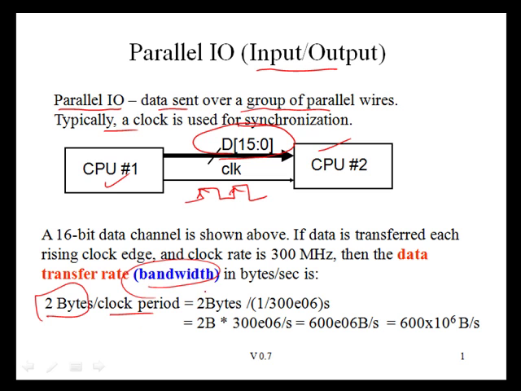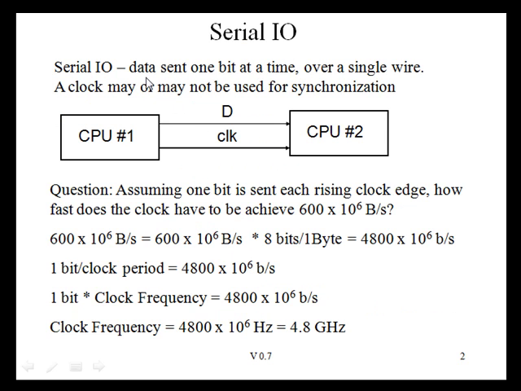In this example, we're going to have 2 bytes divided by the clock period of this clock, which if we assume is 300 megahertz, is going to be 1 over 300 million. If we calculate this out, we're going to get the bandwidth of this link is going to be 600 million bytes per second. Serial I/O is where data is sent 1 bit at a time over a single wire. A clock may or may not be used for synchronization.